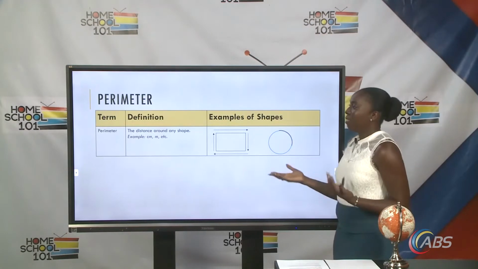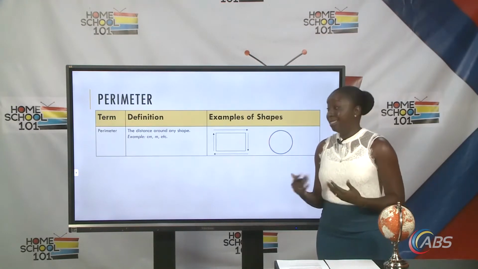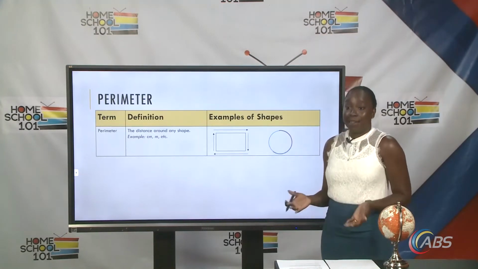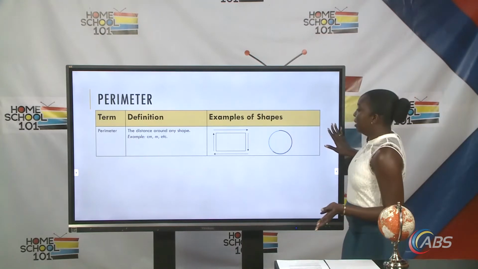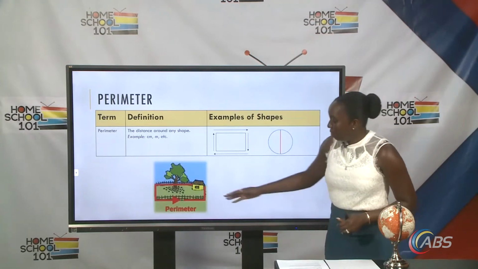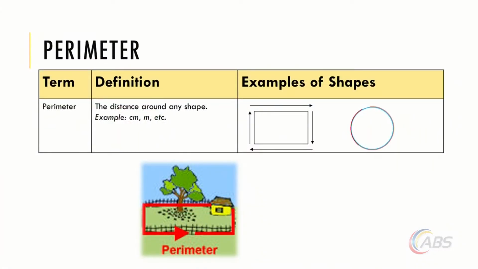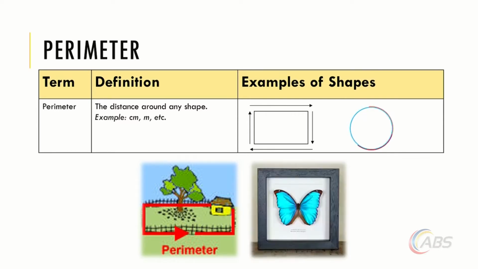Now, how does measurement apply to our daily life, or just in life in general? Maybe not our personal lives, but in general. So here we have a yard, and the perimeter is depicted there as the fence. Okay, so we talk about the perimeter of the yard. We also have a butterfly in a picture frame. So here the picture frame is what we would consider the perimeter there.